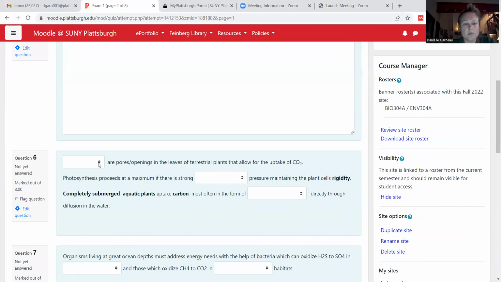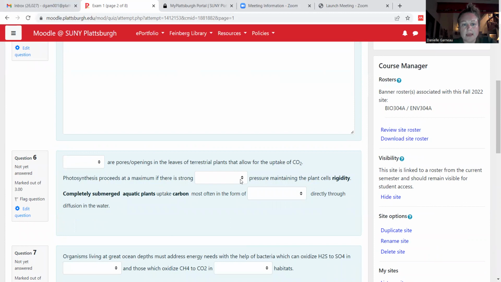Question 6, what are the pore openings in the leaves of terrestrial plants that allow for that carbon dioxide to come in so the plants can begin photosynthesis? So when we look at our options here, the stomates or the stomata, those are the holes, the pores where the gas exchange can occur. Chloroplast, obviously, where the chlorophyll is stored.